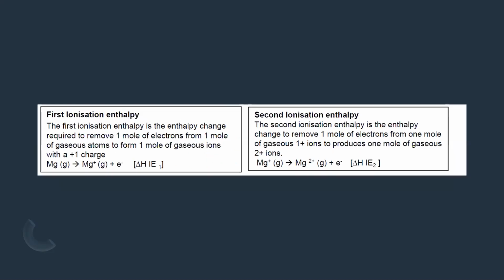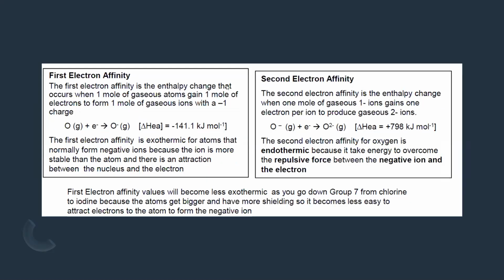Enthalpy of ionization, first ionization and second: when we remove the first electron from a neutral atom in the gaseous state, we call it first ionization energy. When we remove the second electron, we call that second ionization energy. Electron affinity means when an electron is added to a neutral gaseous atom, that's called first electron affinity.